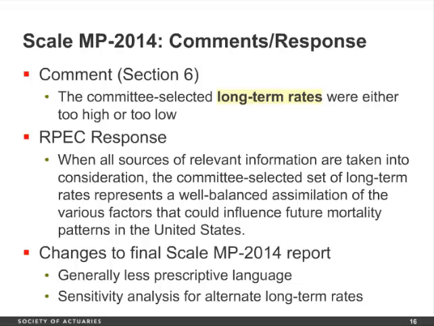The technical panel of the Social Security Advisory Board, which is independent from Social Security, is a group that reviews the Social Security assumptions every 4 years. Back in 2007 it suggested, in essence, a flat 1%, and the 2011 technical panel suggested something even a little higher than that. So what RPEC tried to do is balance all of this competing input. And we, in the end, thought that 1% represented a well-balanced assimilation of all the various factors that could potentially influence mortality patterns in the U.S.